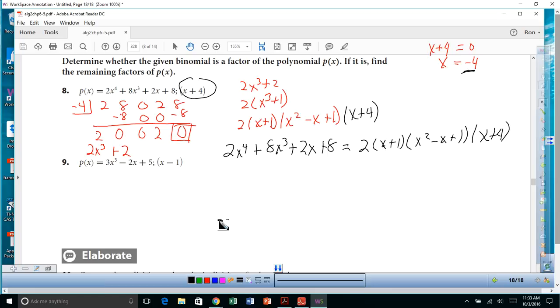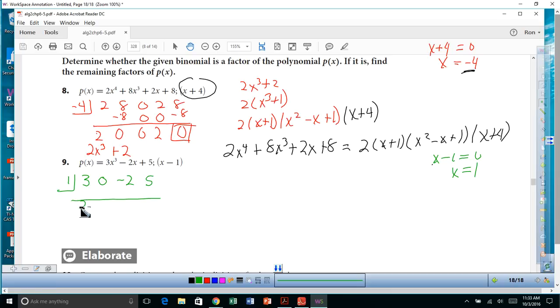Let's try this over here. Let's try number 9. You got x minus 1 equals 0, so x equals 1. We got 1 in the box. And for the cubic, we don't have an x squared, so we got to put a 0 there. We got negative 2x, negative 2, and then 5.